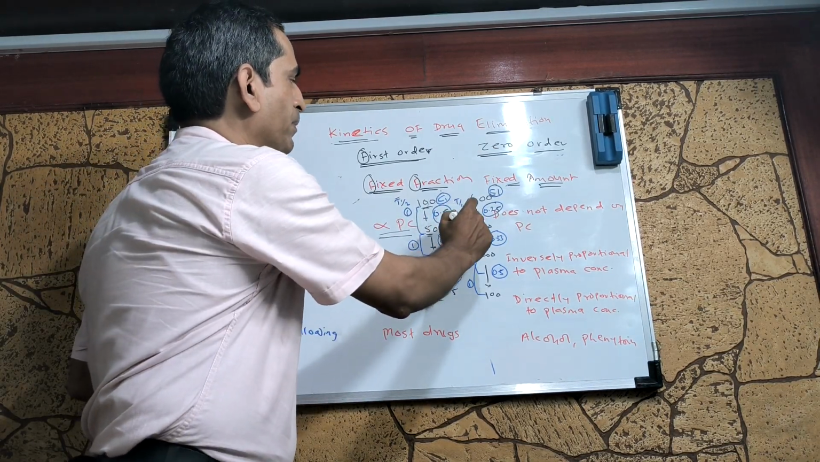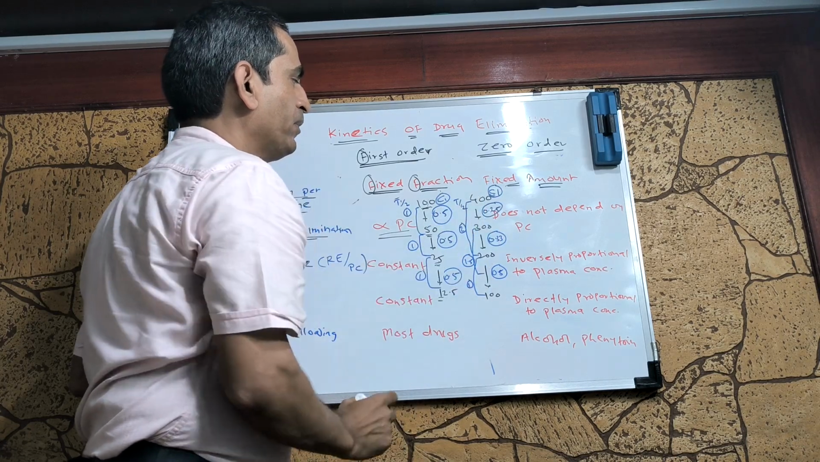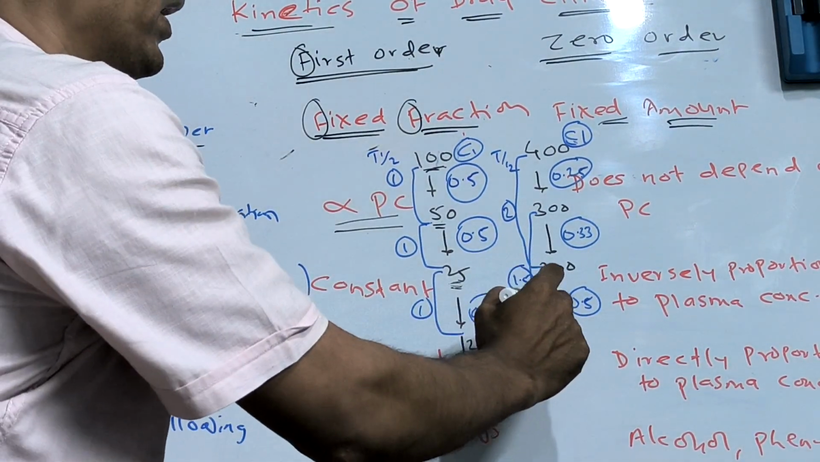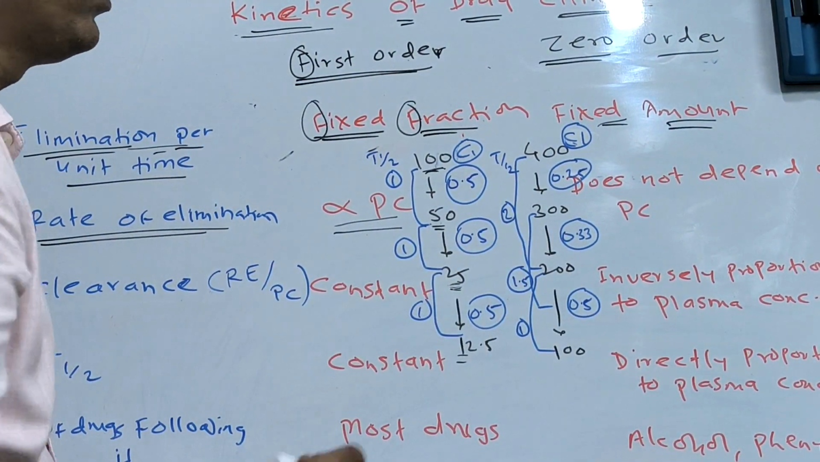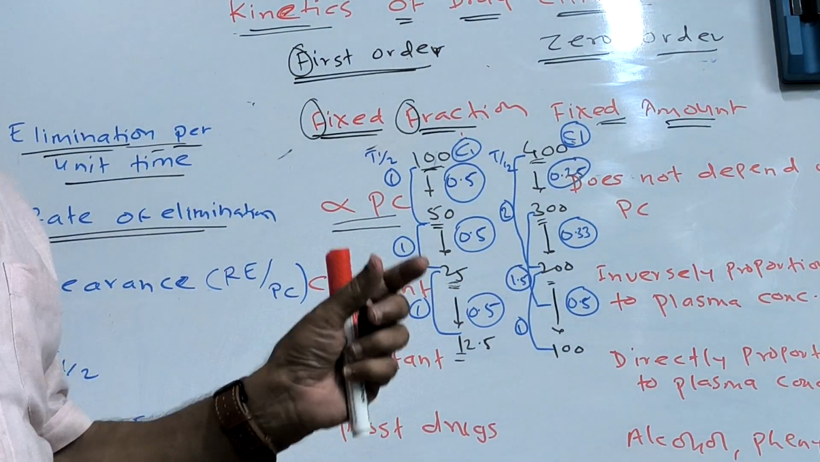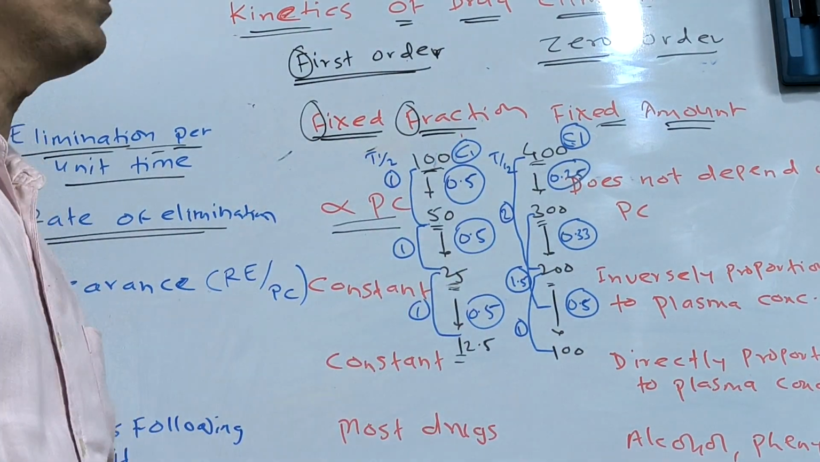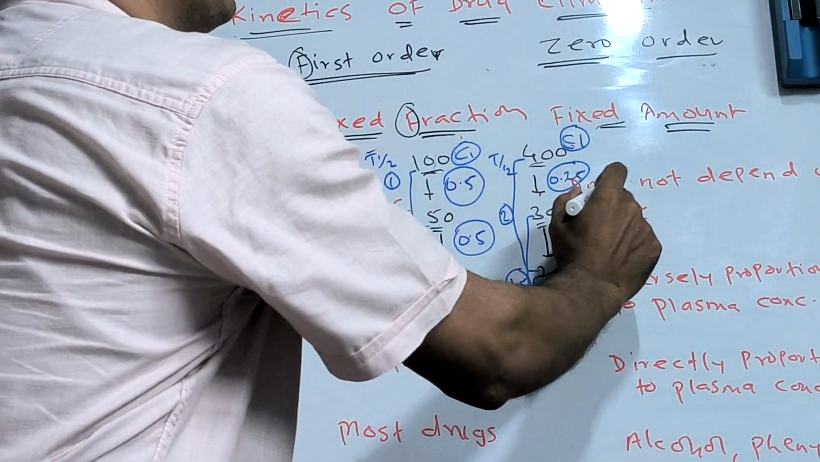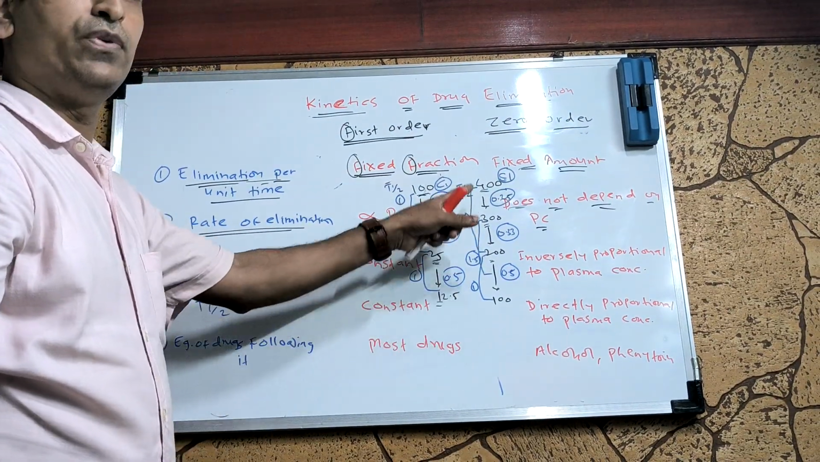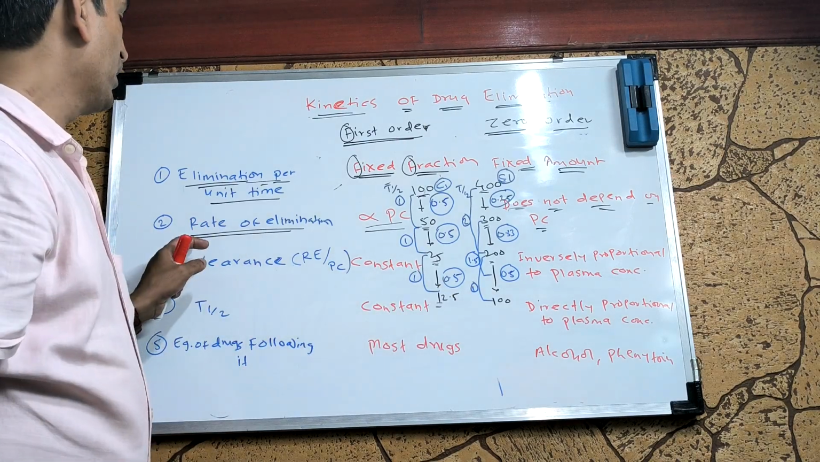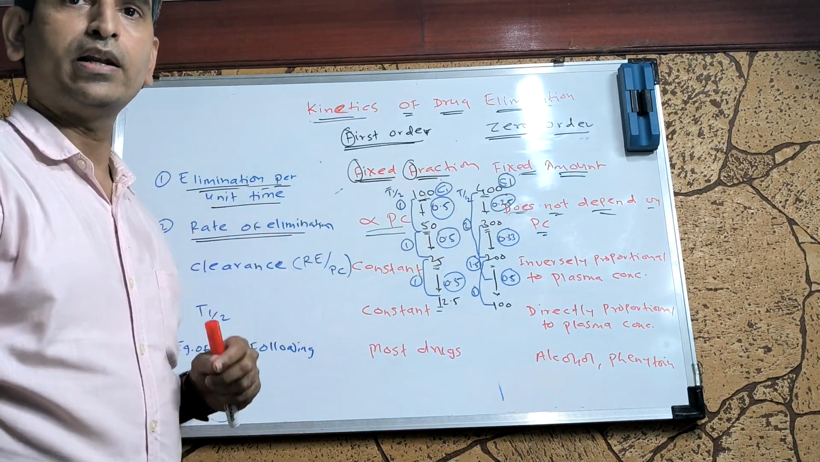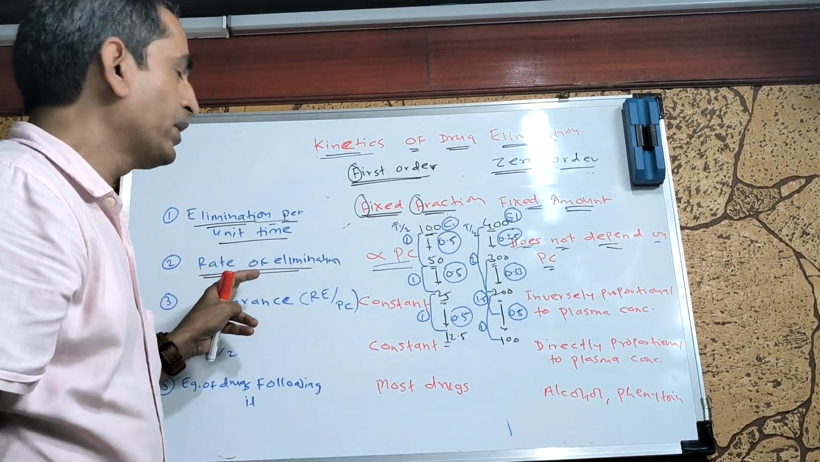In the first unit of time, 100 has been eliminated. In the second unit of time, another 100 has been eliminated. In the third, again 100 has been eliminated. So irrespective of the concentration, whether it is 400, 300 or 200, the amount getting eliminated is fixed. That means the rate of elimination does not depend on plasma concentration, because a fixed amount is getting eliminated. That is the second difference.